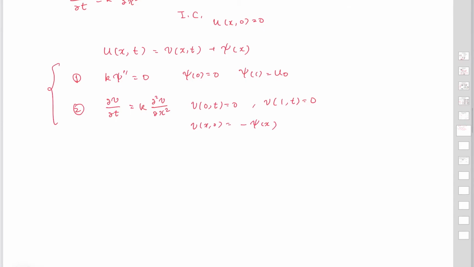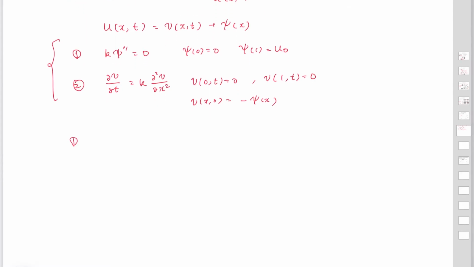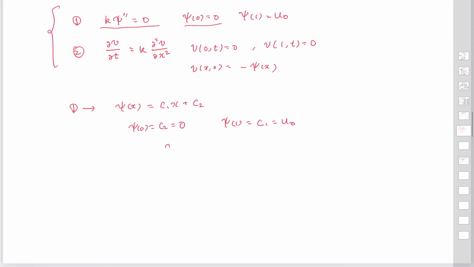So we change the original equation into two different equations. The first equation is an ordinary differential equation. It's quite easy to solve. Psi x becomes c sub 1 x plus c sub 2, because the second derivative is 0, so we can easily integrate twice. From psi 0 equals 0, c sub 2 is 0 from the boundary conditions. And from psi 1, c sub 1 equals u sub 0. So we obtain psi x equals u sub 0 x. This is psi x.